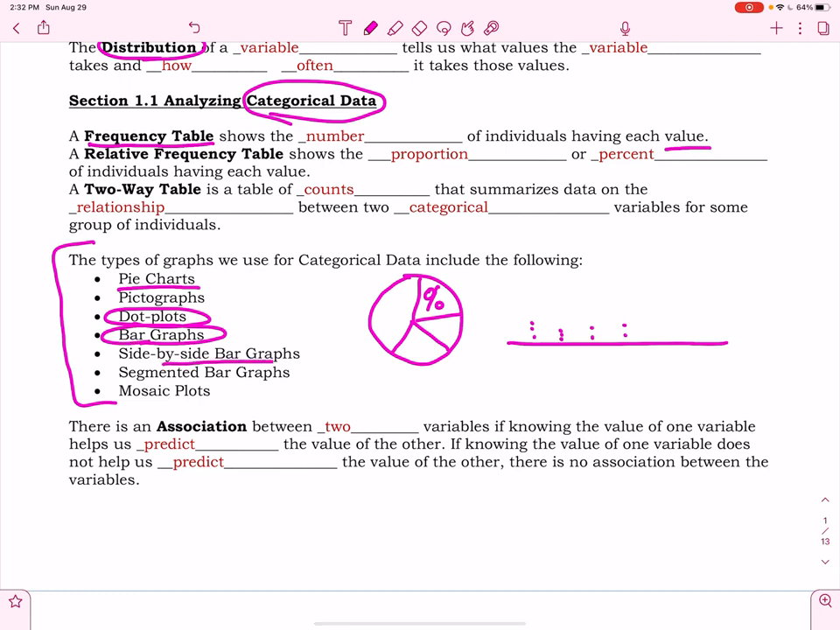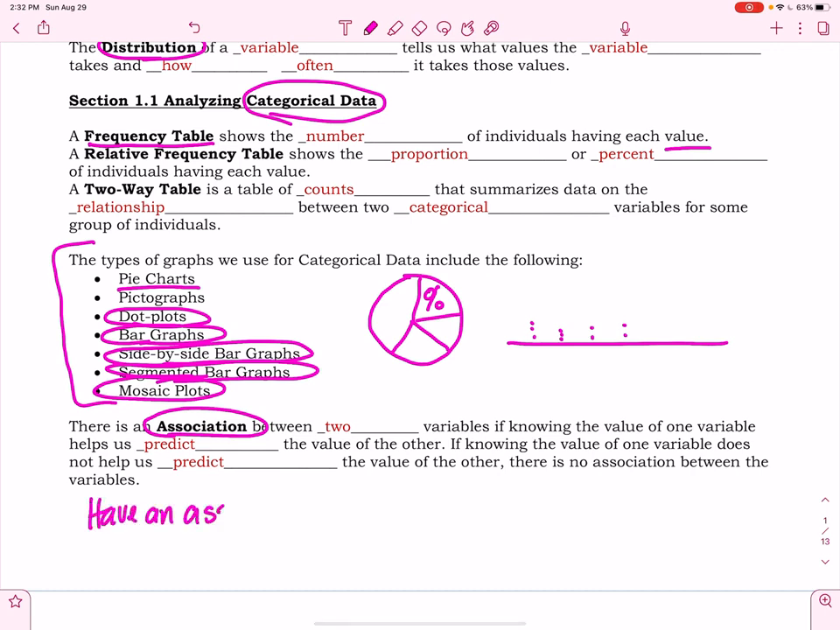I'm going to show you one of those. Side-by-side bar graphs, that's actually what I'm going to show you, and then you'll be able to see what a regular bar graph would look like. Your segmented bar graphs and your mosaic plots. So I'm going to show you a couple of pictures of these items so that you'll understand better this idea of association. Because remember that there's an association between two variables if one of them can help predict the value of the other.